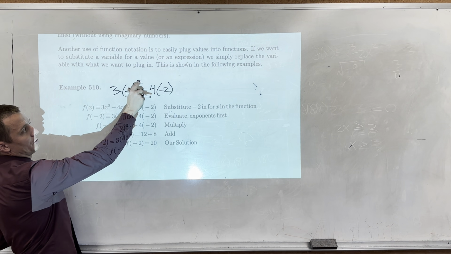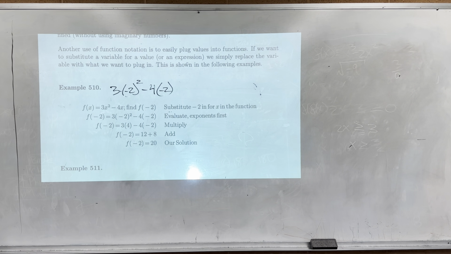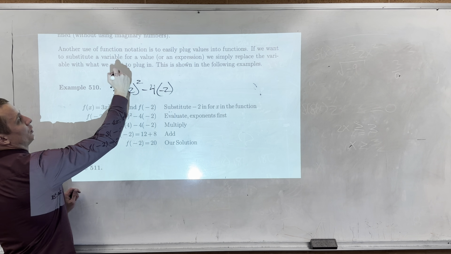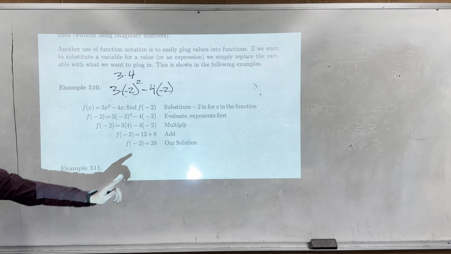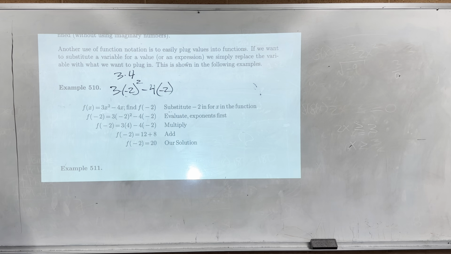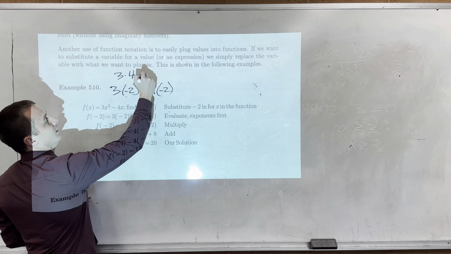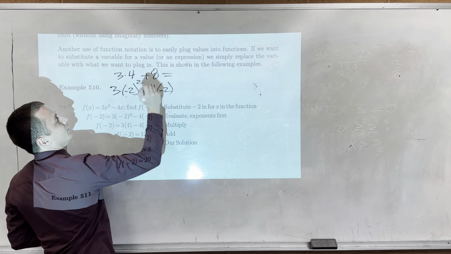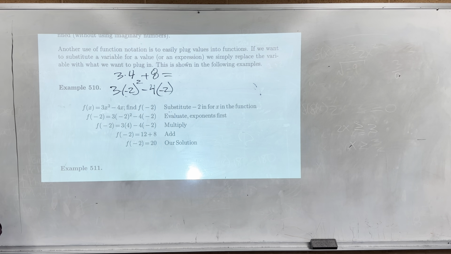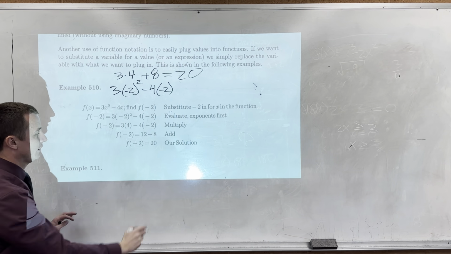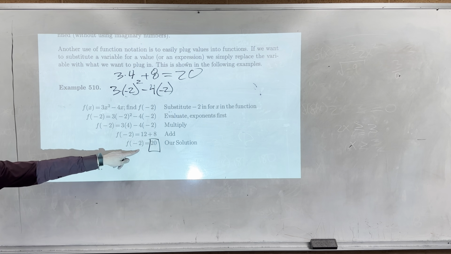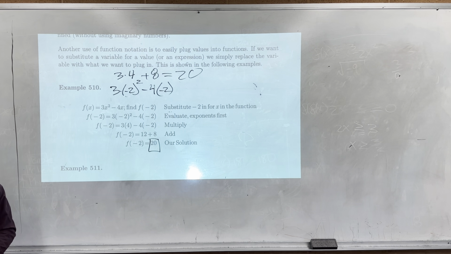Now evaluate. What's -2 times -2? 4. Positive 4. Come on, guys. Negative 2 times negative 2 is 4. What's negative 2 times negative 4? Positive 8. So we got 3 times 4 plus 8. What's 3 times 4? 12. Plus 8 is 20. So f of negative 2 is equal to 20.